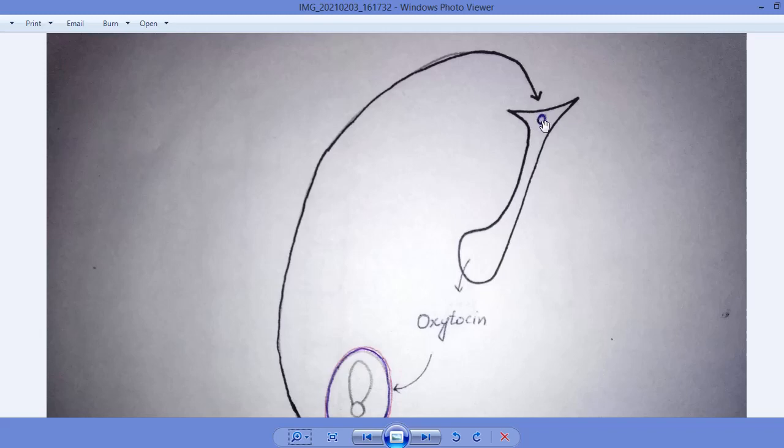So this nucleus gives the signal to the axon, and that axon passes the action potential toward the nerve endings over here. Those nerve endings inside the infundibular process produce oxytocin and have vesicles, and those vesicles are degranulated and secrete oxytocin, and that oxytocin is released into the blood.